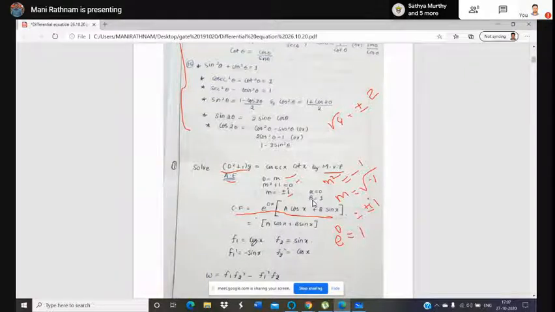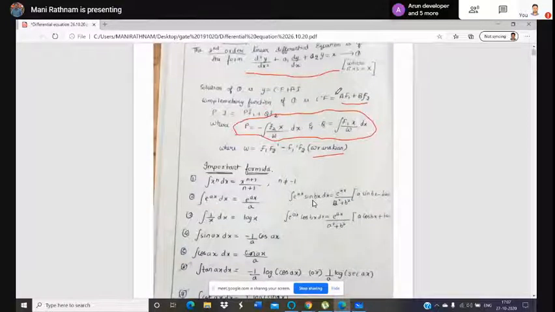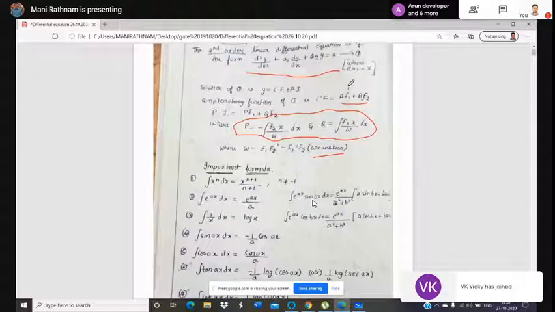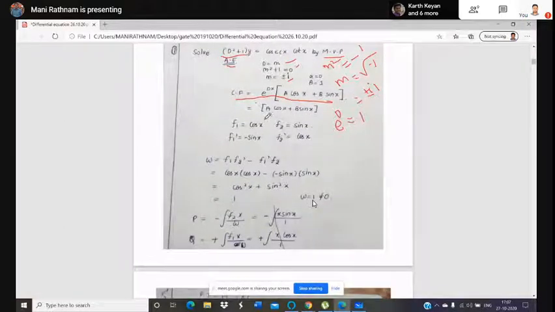Now, to find f1, f2 from the complementary function, from these formulas, apart from the constants, the remaining part you take as f1, and apart from the constant, the remaining you take as f2. So from the complementary function, f1 is cos x, f2 is sin x. So f1, f2 you can find out from the complementary function by finding the roots. And now find f1 dash.